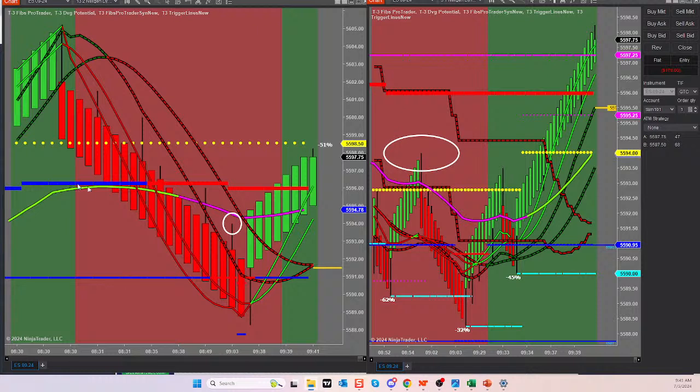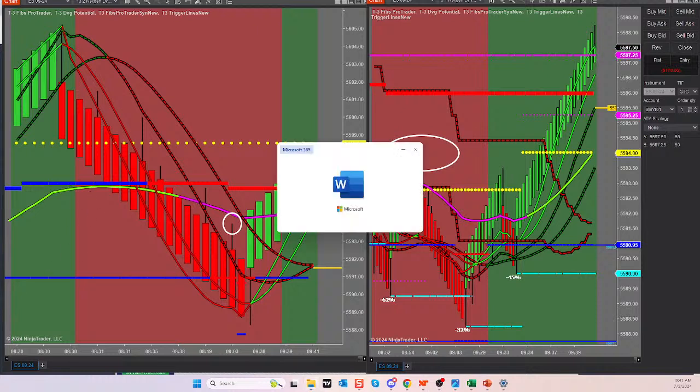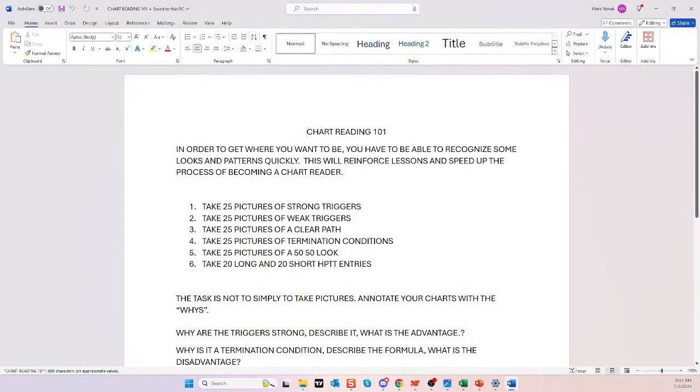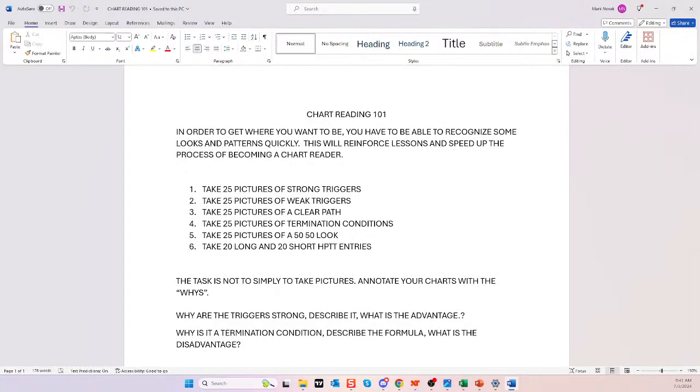Only watching this classroom, whether it's live or on video, and expecting to become a confident trader, man, you're putting a lot of pressure on yourself. You've got to learn some pretty simple looks. You've got to be able to understand when you have these advantages. And the easiest way to do that, guys, isn't from taking trades. The easiest way to do that is to go back and start taking pictures. And I put this together. This is my chart reading 101.